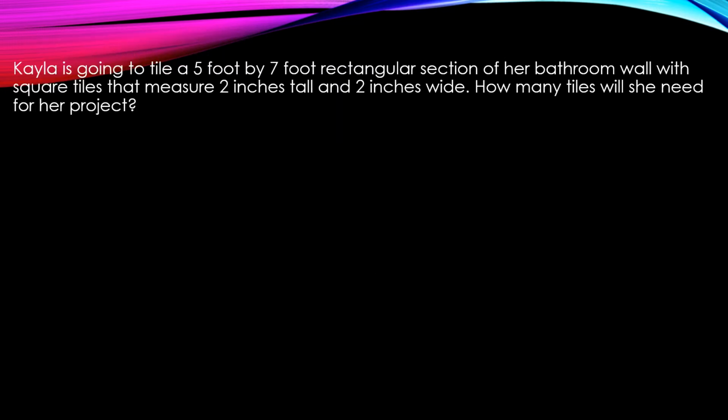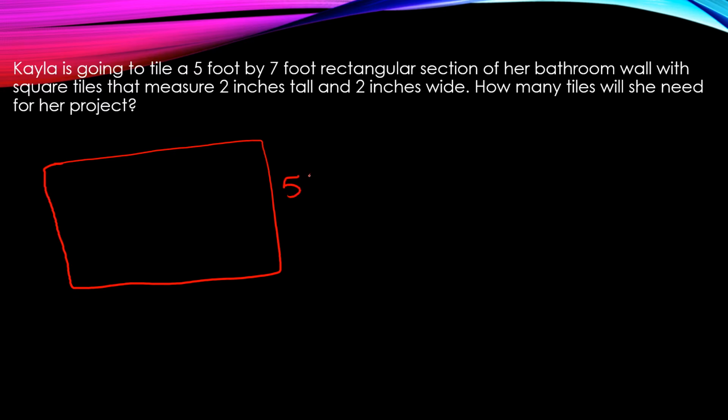Alright, Kayla is going to tile a 5 foot by 7 foot rectangular section of her bathroom wall, and each square tile measures 2 inches tall by 2 inches wide. How many tiles will she need to finish her project? Okay, so here's her big wall. This is her 5 feet by 7 feet wall, and each of these tiles is 2 inches by 2 inches. So she's going to fit this entire wall with tiles.